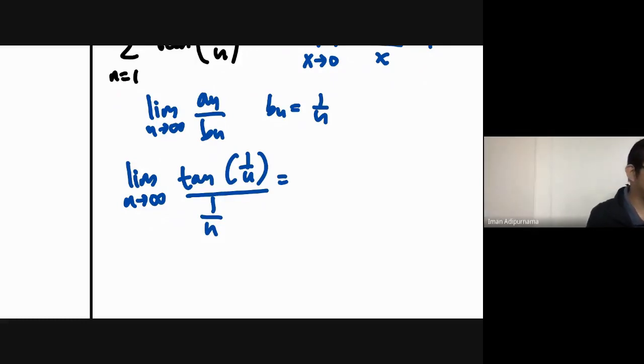Or if you want, if you plug in infinity here and here, tangent will be 0, and 1 over n will also be 0. So you can check the L'Hopital rule also. So you can try the L'Hopital rule.